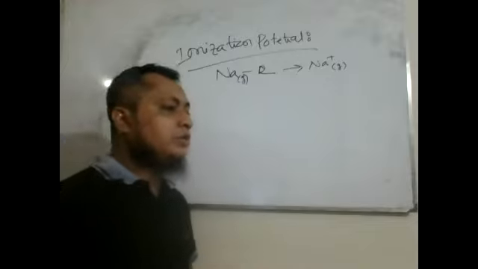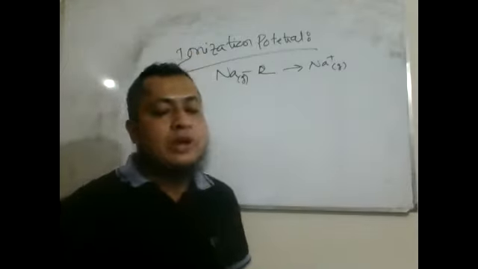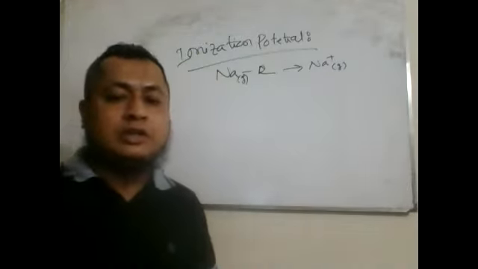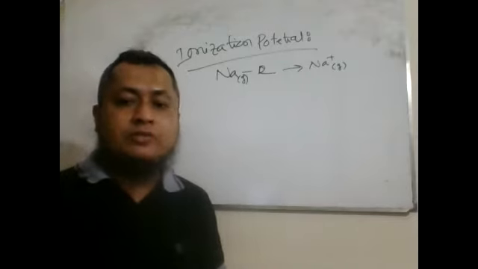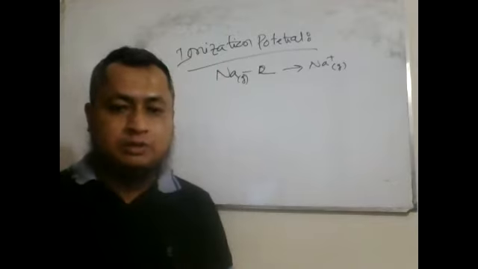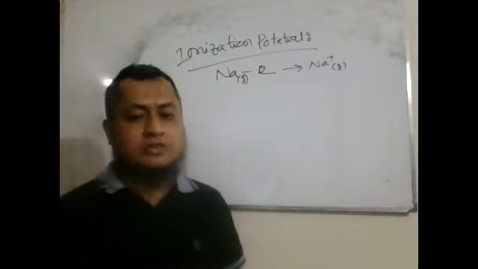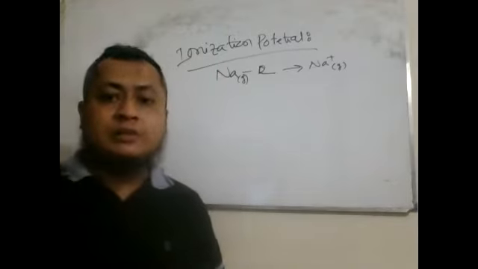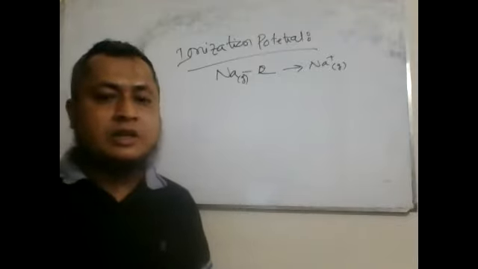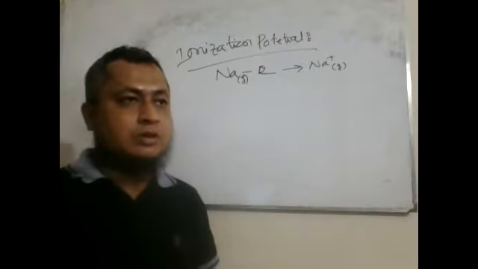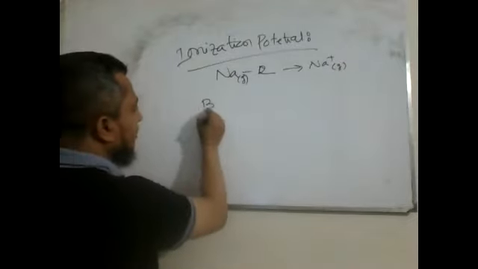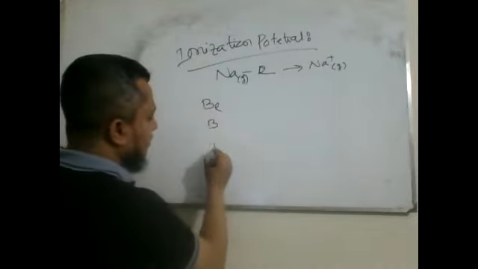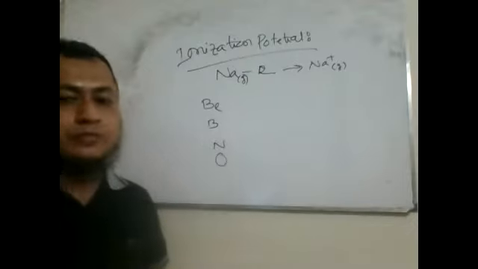Now, we know in the periodic table, if we move from left to right, the ionization potential will increase. This is the normal trend of the elements in the periodic table. But in some cases, we see there are some exceptions. For example, if we consider beryllium and boron, nitrogen and oxygen.